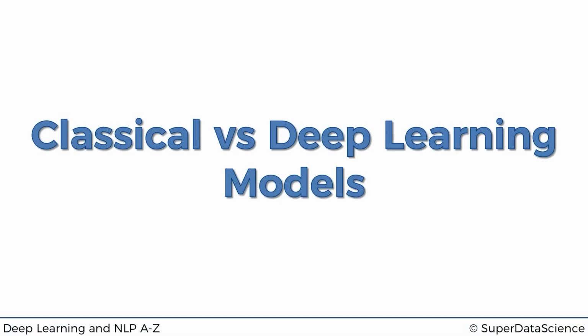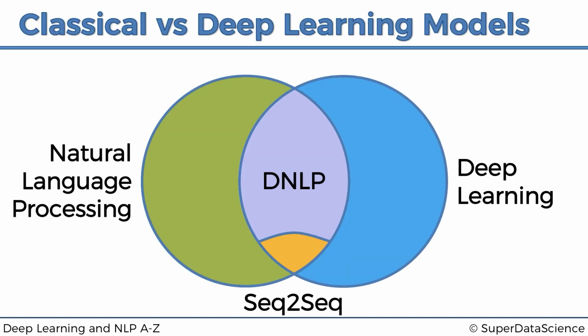Hello and welcome back to the course on deep natural language processing, and today we're talking about classical versus deep learning models. So let's have a look. As we discussed, we've got this diagram, and on the left we've got the natural language processing models overall, and on the right we have the deep learning models overall. So their overlap is the deep natural language processing. Those are the very advanced types of natural language processing models which use deep learning.